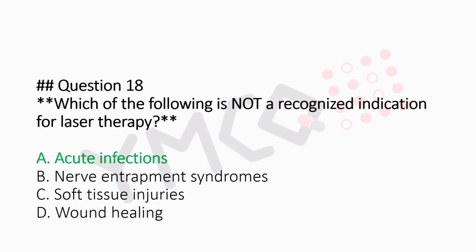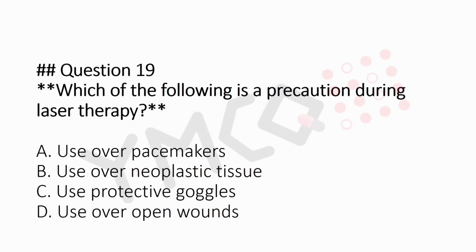Now let's move to question number 19. Which of the following is a precaution during laser therapy? Option A, use over pacemakers. Option B, use over neoplastic tissues. Option C, use protective goggles. Option D, use over open wounds. And the answer is option C, use protective goggles.